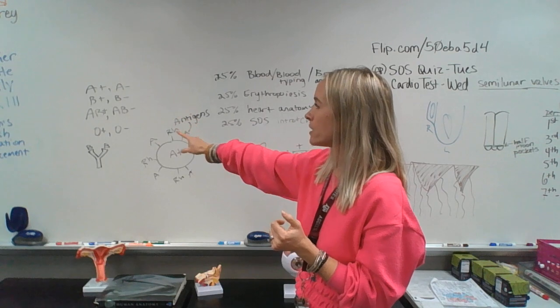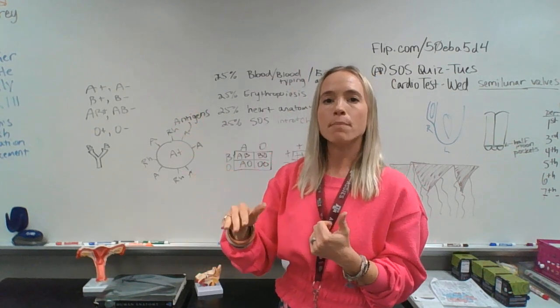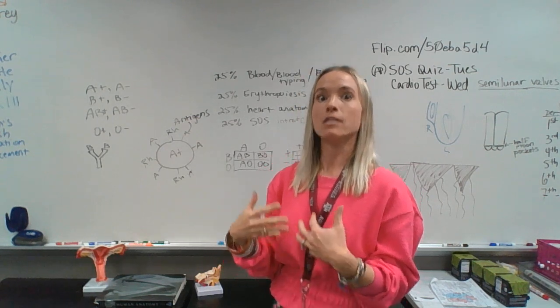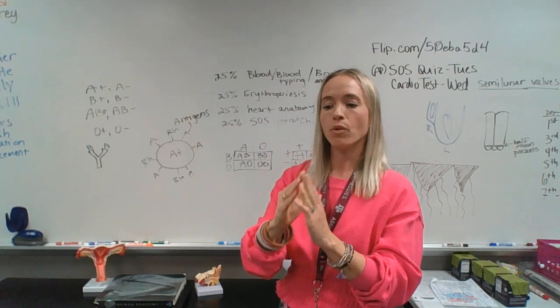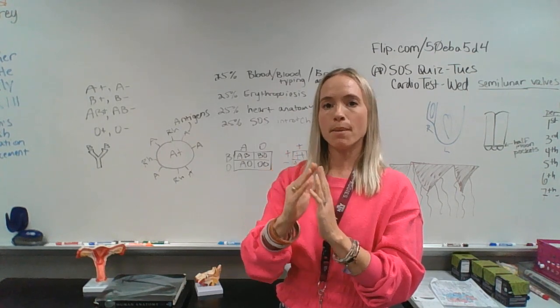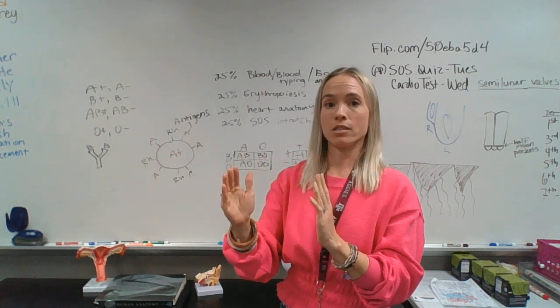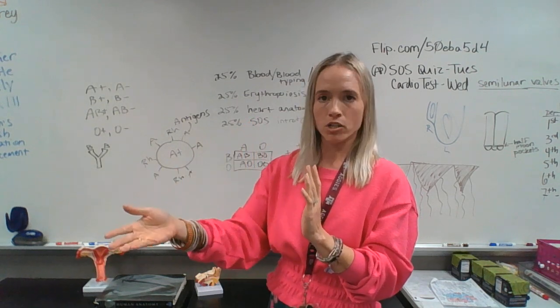Remember, with your blood types, anyone can receive O negative. A blood type that's positive can only be given to someone that is positive. So if someone is A positive, they could donate to A positive or AB positive. That's it. If someone is AB positive, they can only donate to AB positive patients.